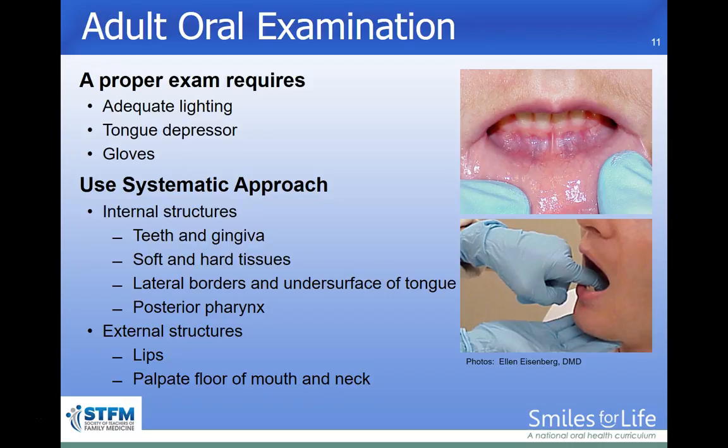To do an exam, you have to have good lighting, a tongue depressor and a pair of gloves because you're going to be reaching into the mouth. You want to use a systematic approach, and again, the same structure over and over again. Look at the internal structures, which include the teeth and gingiva, the soft and hard tissues, the lateral borders and undersurface of the tongue, and take a peek at the posterior pharynx. At the external structures, you'll be looking at the lips and palpating the floor of the mouth and the neck.